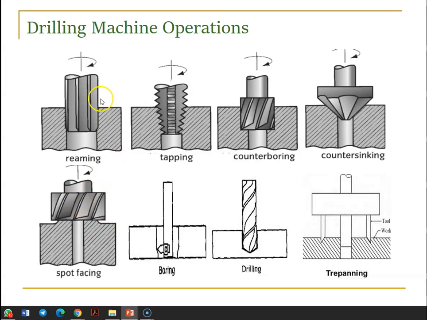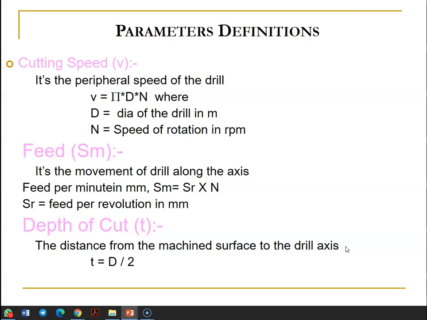So these are some of the operations: reaming, tapping, counterboring, countersinking, spot facing, boring, drilling, and trepanning. So again, the last topic is process parameters. For every machine, we are going to study the process parameters. There are 4 main process parameters: speed, feed, depth of cut, and machining time.